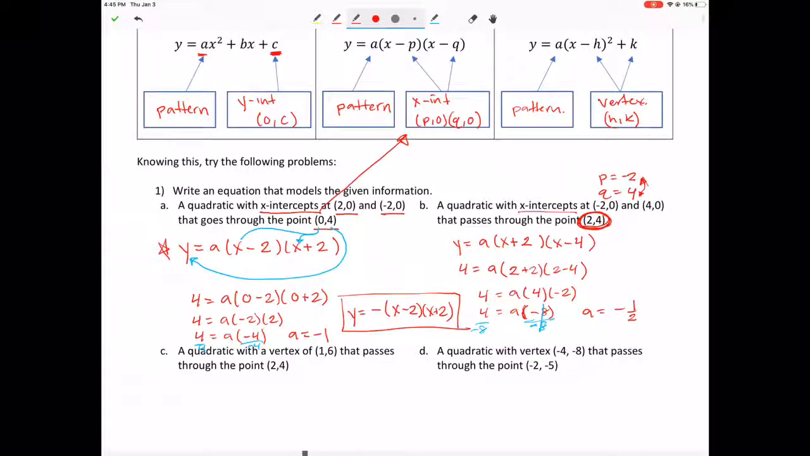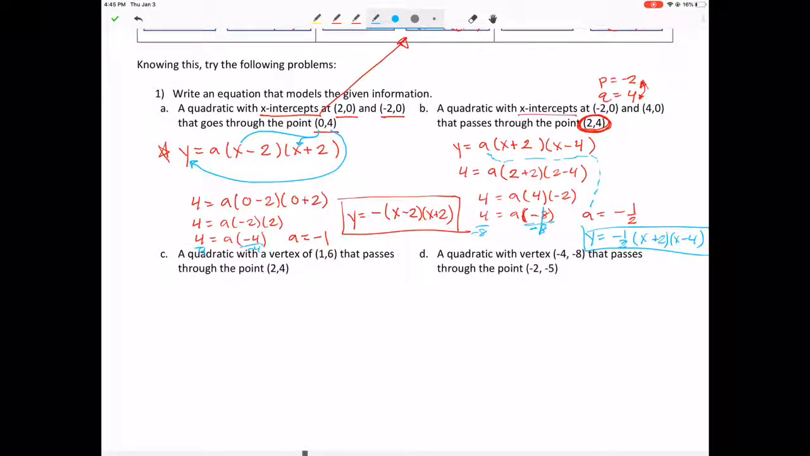And then, since we have A, that's the only thing that we were missing, we will take it this way and plug it in. And that gives us y equals negative 1/2 times (x plus 2) times (x minus 4). Okay?